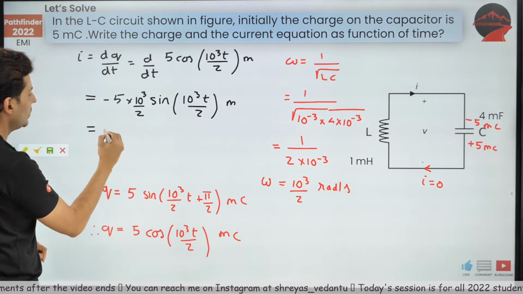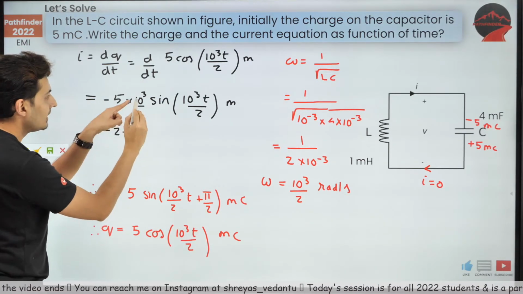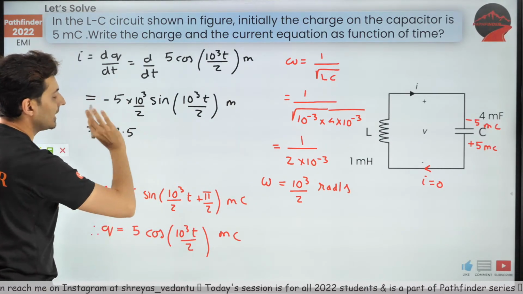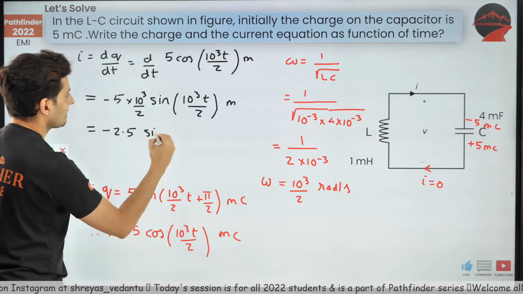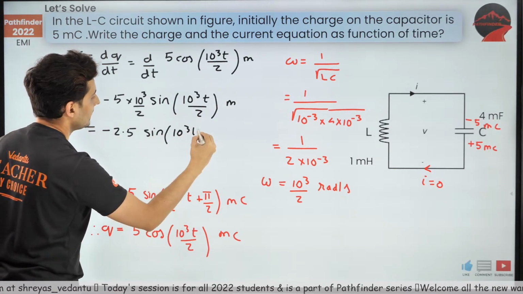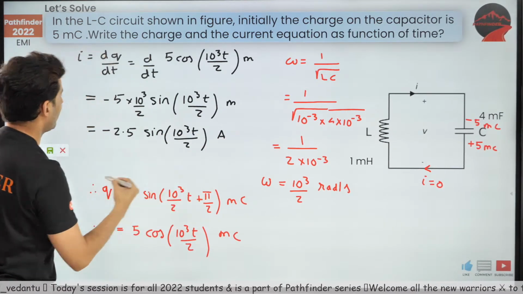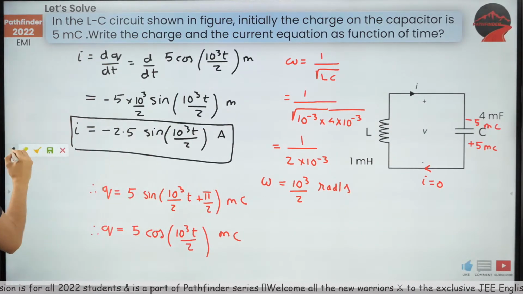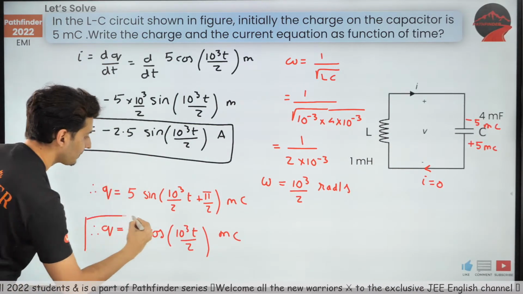Now 5 by 2 is 2.5. 10 to the power 3 and milli, which is 10 to the power minus 3, will vanish. So you will have sine of 10 to the power 3 t by 2. This will be in amperes. That's current. So these are the two answers that you should be looking forward to.